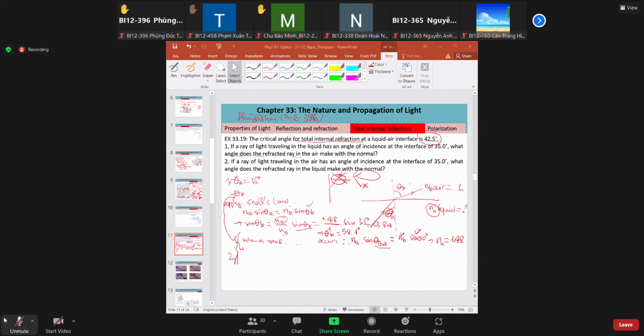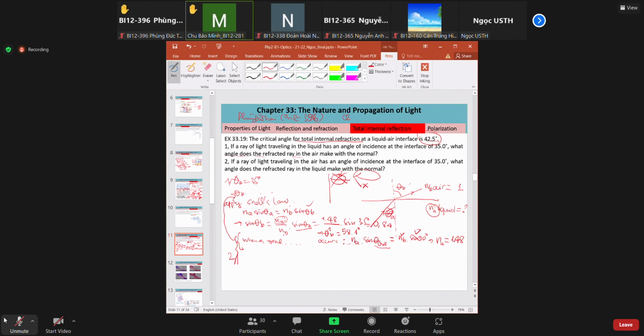Chu Bảo Minh. Okay, you can solve the second one. I think we apply the equation, but different angle: NA sine theta B is equal to NB sine theta A. Okay, and then now.